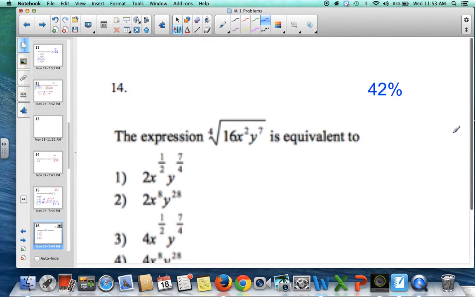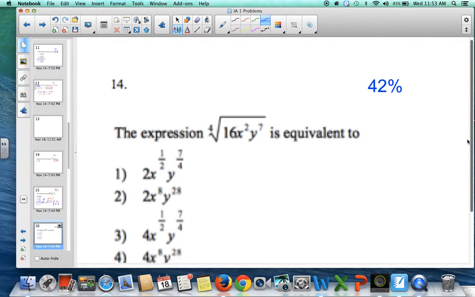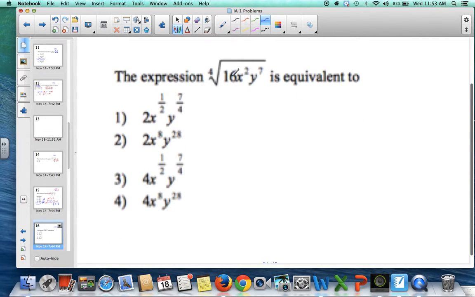This one here, 42%, still not acceptable. What they do with this one is the answers are all written with fractional exponents. So what I need to do is write this one as 16x squared y to the 7th to the power of 1/4, because this is a fraction. This goes on the bottom of the fraction. So that's that. Now I can distribute that exponent in here.